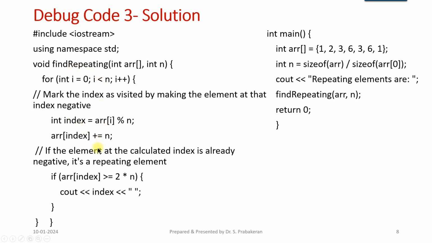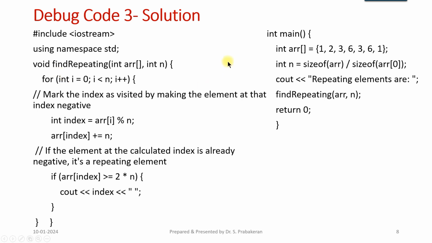This is the code that is done in a function called find repeating function. This particular marking technique, whatever we have explained, that logic is done in this find repeating function. These are the two prime important things done inside it: marking the index as visited by making the element at the index negative, and if the index is already negative, then it is a repeating element. So these two logics are embedded inside this particular function.